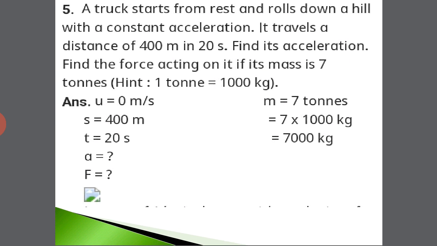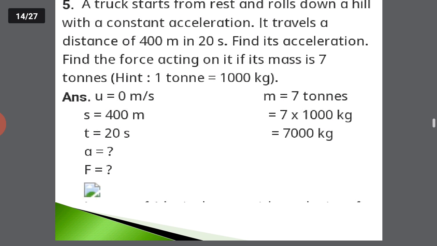A truck starts from rest and rolls down a hill with a constant acceleration. It travels a distance of 400 meters in 20 seconds. Find its acceleration. Find the force acting on it if its mass is 7 tons. 1 ton is equal to 1000 kilogram.